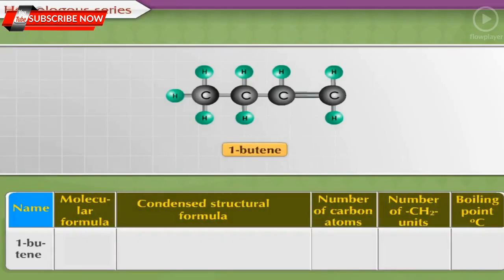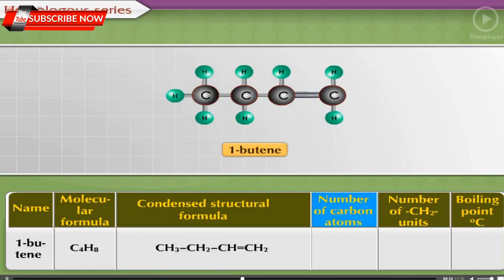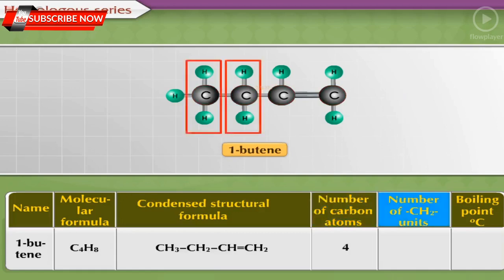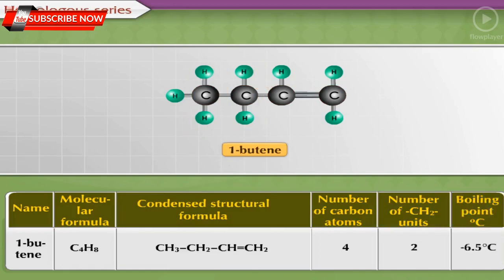Next, 1-butene. The molecular formula of 1-butene is C4H8. Its condensed structural formula is CH3CH2CH=CH2. The number of carbon atoms is 4. The number of CH2 units is 2, and its boiling point is minus 6.5 degrees Celsius.